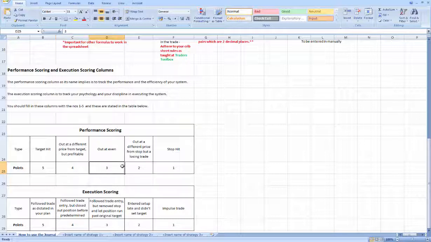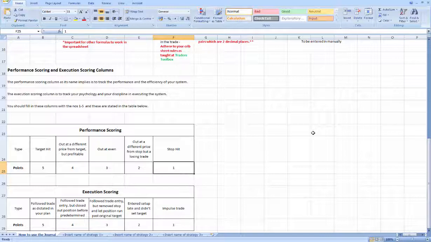Out at break even would be 3 points. You're out at a different price, but you didn't hit the initial stop loss, so it wasn't a complete losing trade, is 2, and if it hit the initial stop loss, then 1. And of course, this can help you to quickly measure, is your system taking lots of hits on the initial stop? And if it is, then you know that's something you need to revise with the stop.